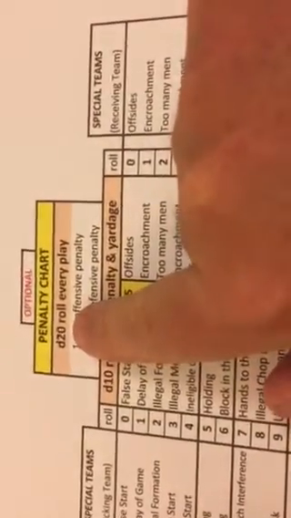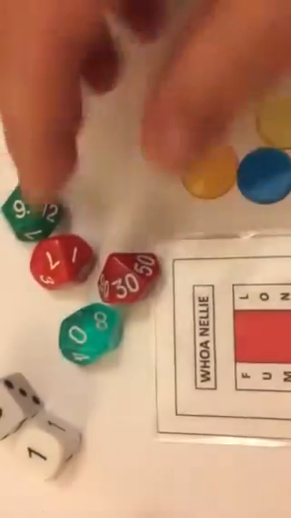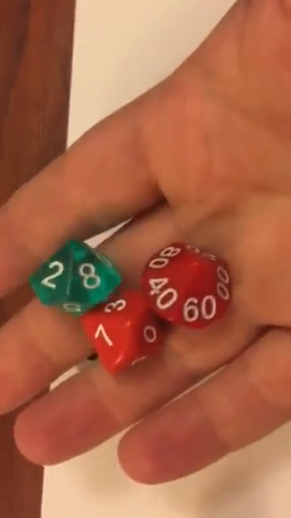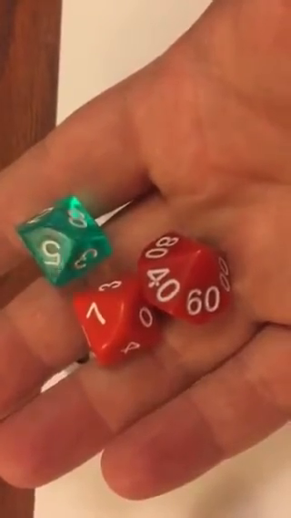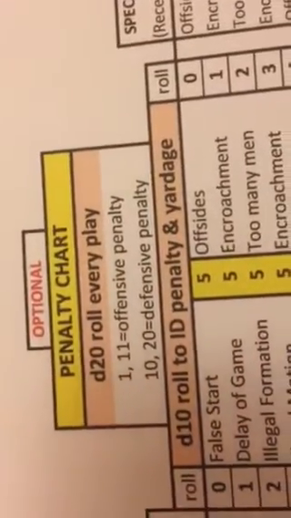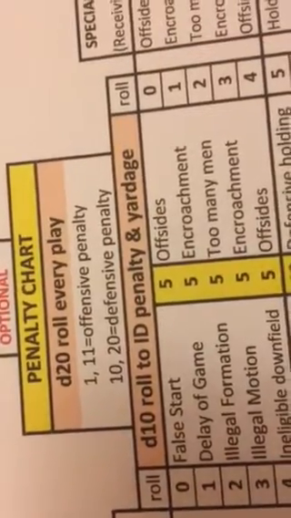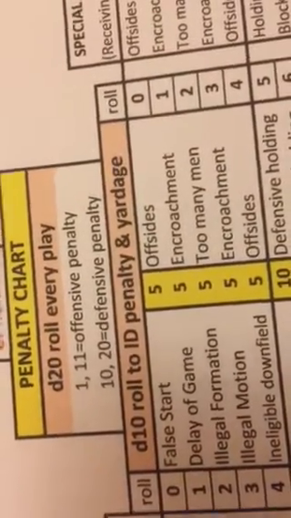You will use the D20 and roll it every single play. So whatever dice you happen to have in your hand, let's say you're playing solo and you have these in your hand and you're calling a pass, I would include the D20 every play. If there's a 1 involved, as in a 1 or 11, the penalty's on the offense. If it's a 10 or a 20, base 10 number, it's a defensive penalty. All right, so let's swipe those off.